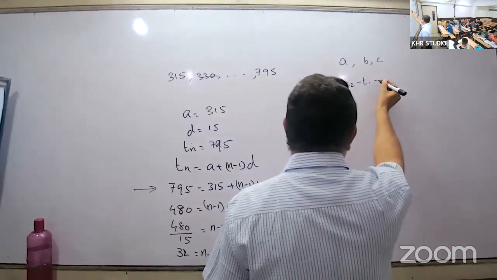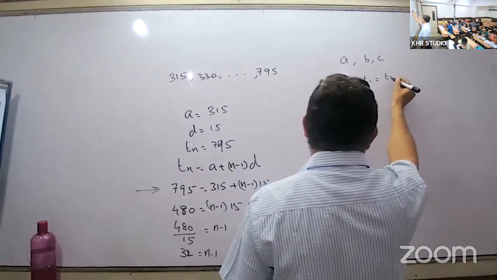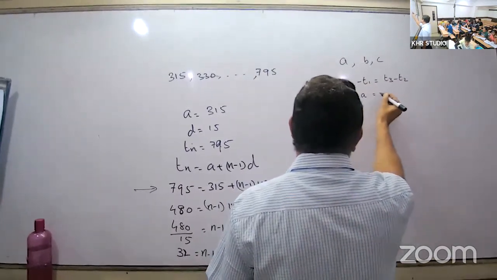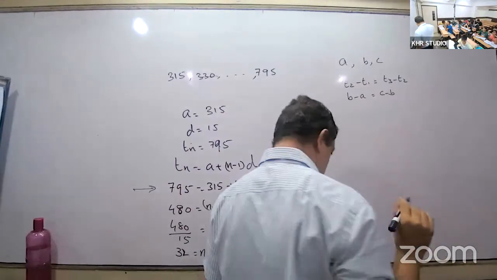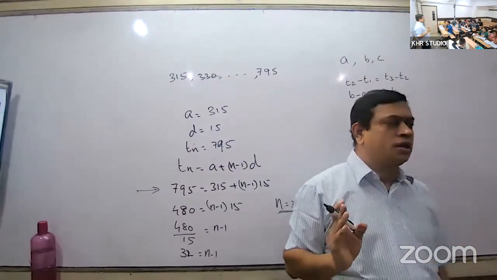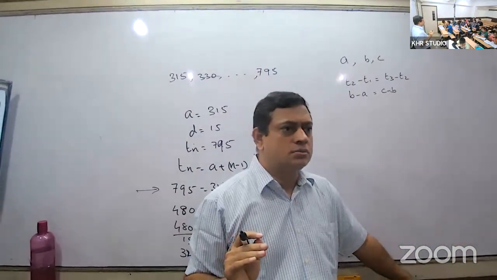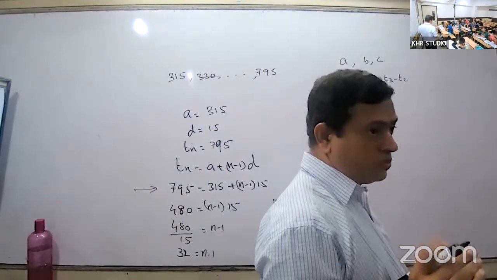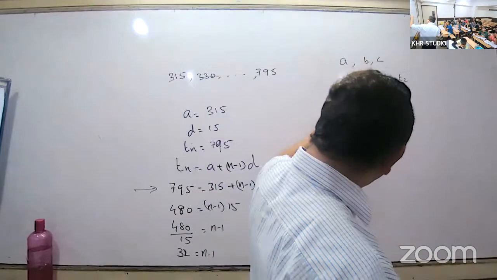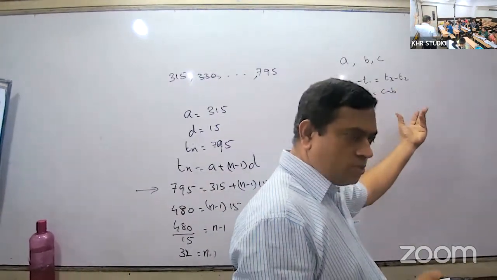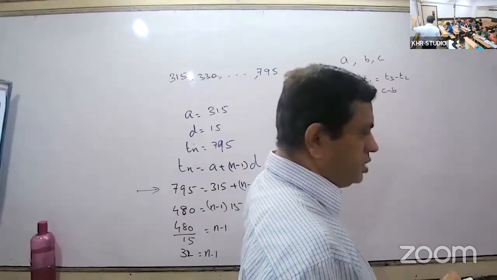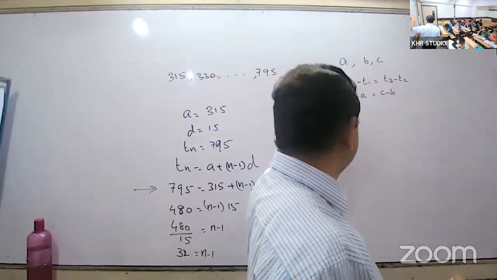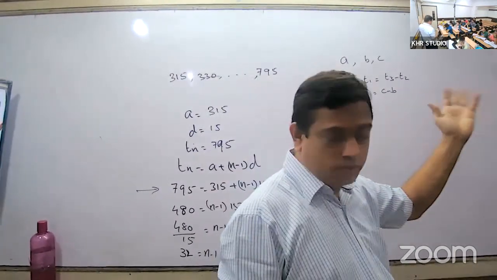T2 minus T1 will be equal to T3 minus T2. That means B minus A is equal to C minus B. Now, this is the condition. Or if you want to simplify, you can bring B over here, then you get 2B is equal to A plus C, or B is equal to (A plus C) by 2.